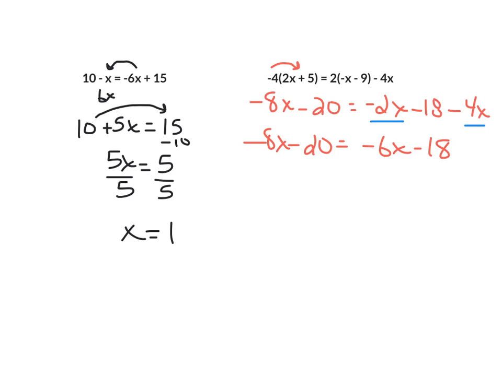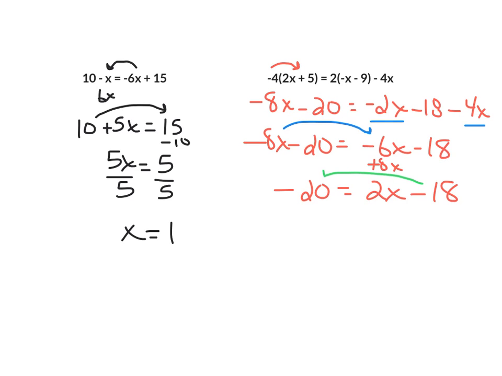I'm going to take the 8x over here again because most people like that to be positive. So if I take it over, it becomes a positive 8x, which is 2x minus 18. Over here I still have the negative 20. So all I have left to do really is move the 18 over and divide at the end.